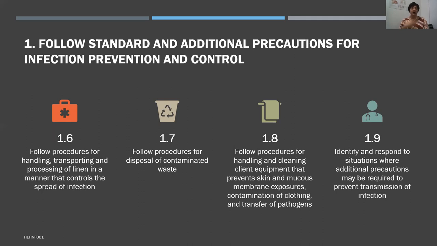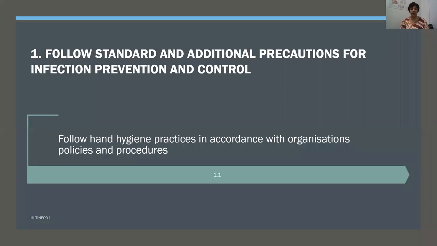Chapter 1.8, this is just the overview of what's in the chapters, are the procedures for handling and cleaning plant equipment. 1.9 is to respond to a situation where additional precautions may be needed.